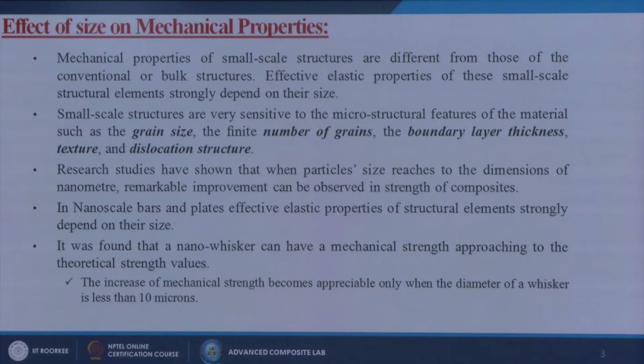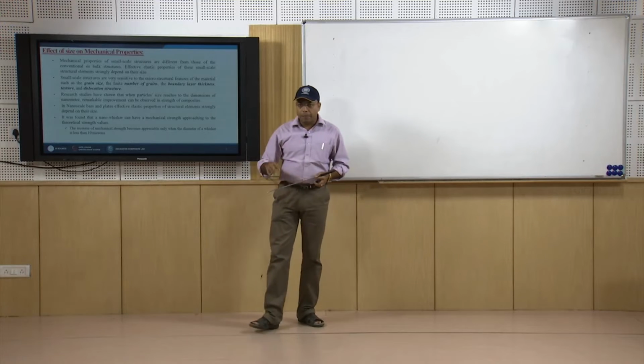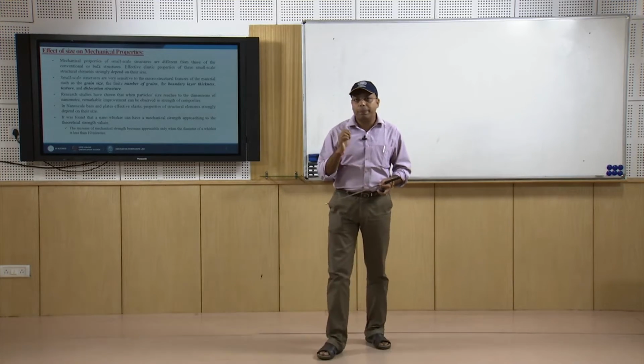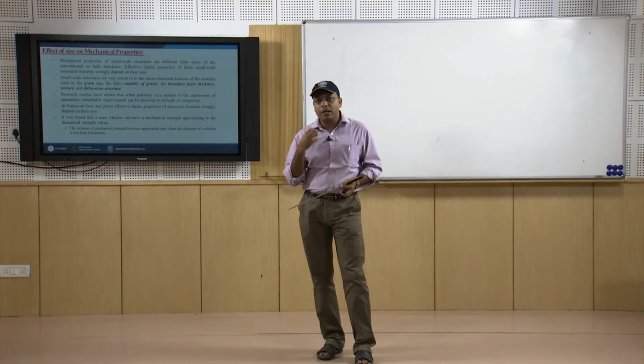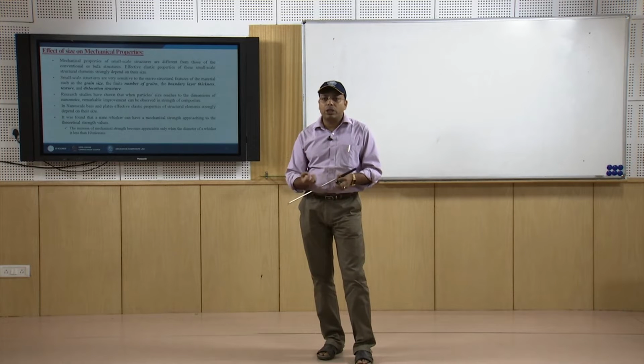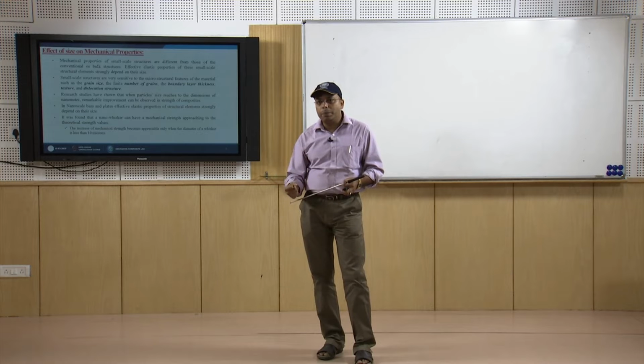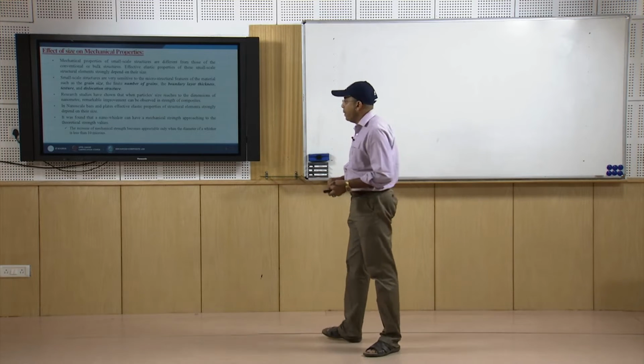We have discussed these lines several times. Effective elastic properties of these small scale structural elements strongly depend on their size. Small scale structures are very sensitive to the microstructural features of the material, such as grain size, the finite number of grains, the boundary layer thickness, texture, and the dislocation structure. That means its total properties depend upon the crystallite size: how the material behaves, what the average diameter of the material is, how the grain boundary forms, and what the dislocation of this grain boundary is. So it all depends upon the crystallite size of the material.